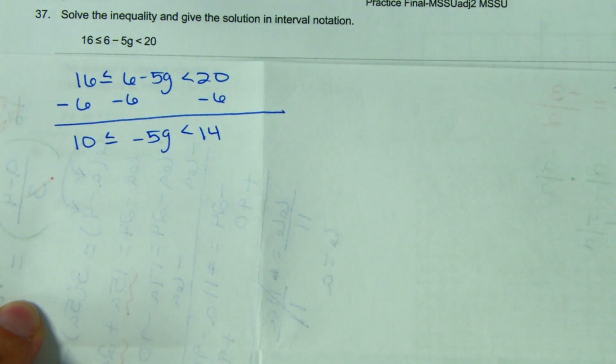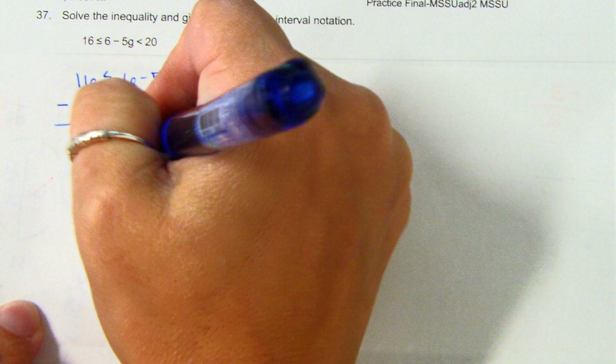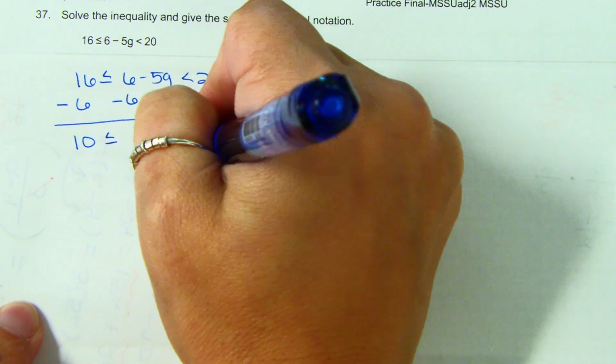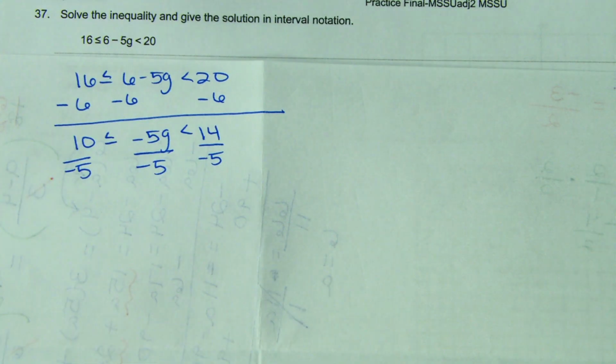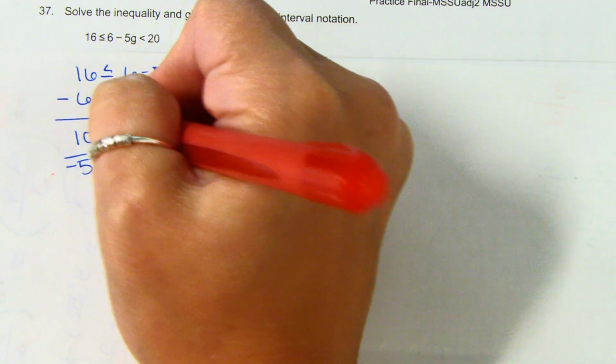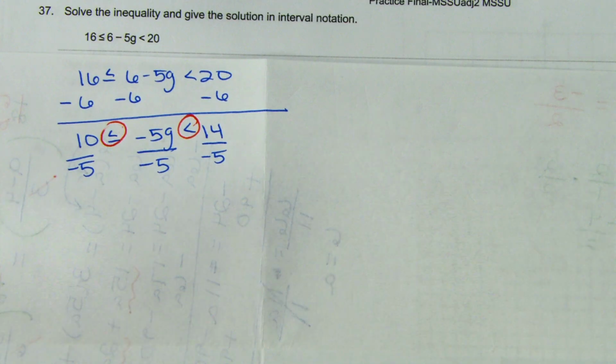10 divided by a -5 will give me a -2. And then instead of less than or equal to, it's now greater than or equal to. The -5's cancel there, leaving me with a g, which is strictly greater than. And then 14 and 5 have nothing in common, so it's just -14/5.